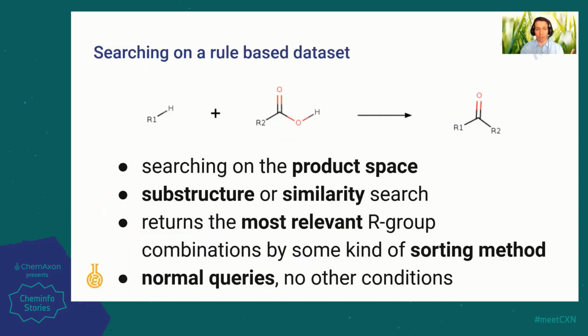search based on them. So when we are searching on a data set like this, we are always searching on the product space, the whole product space. And the important search types are substructure and similarity. These are the most relevant ones. And we need some kind of sorting method because we don't want to return all the structures. It doesn't make sense, for example, from the 1.6 billion structures to return, let's say, 1 billion. You just want to see a few, 100, 1,000, not more, but these should be the most relevant ones. So that's the aim here.